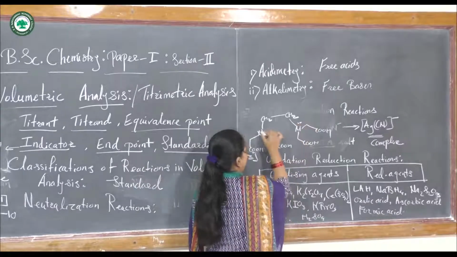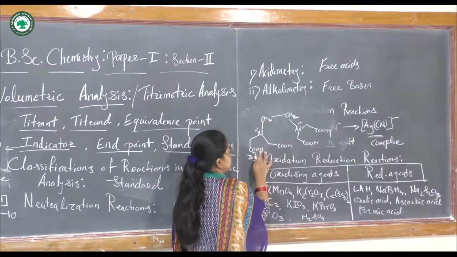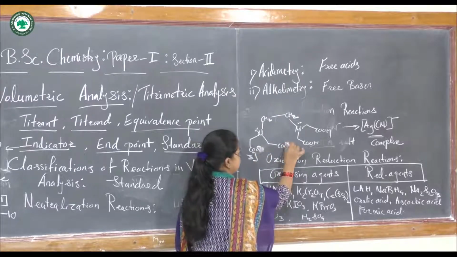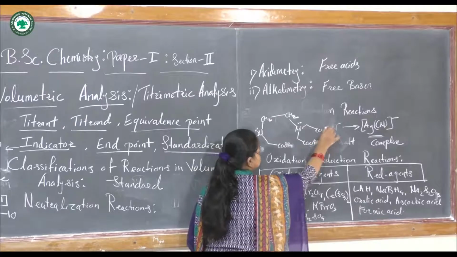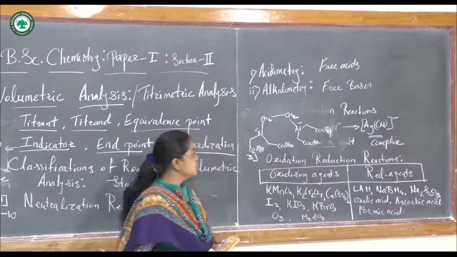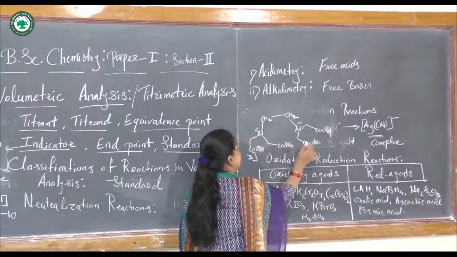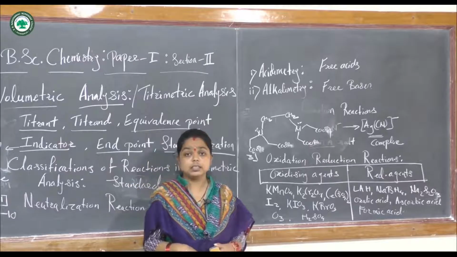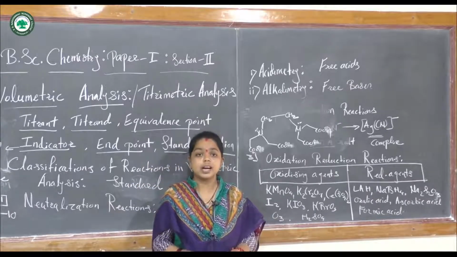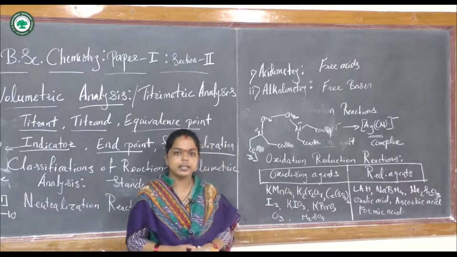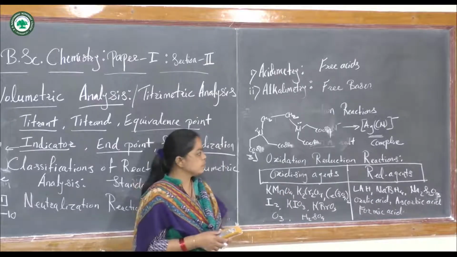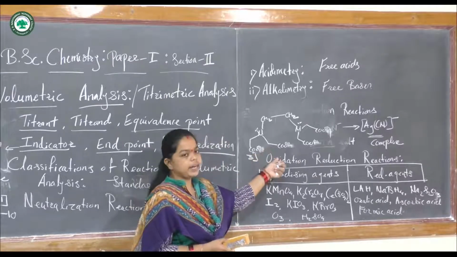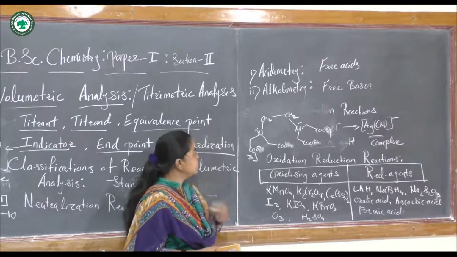So how many donor atoms are present here? This O minus, the carboxylate ion, also acts as a donor. In acidic medium it becomes a carboxylate ion. So 1, 2, 3, 4, 5, 6. Six donor atoms are present in the same molecule, so it is called a hexadentate ligand. It acts as the ligand in the complex formation process. The metal is the central atom and this acts as the ligand. So this is a hexadentate ligand.